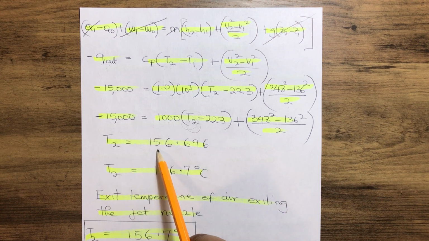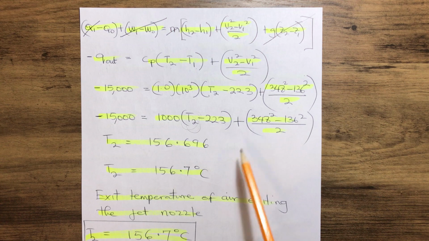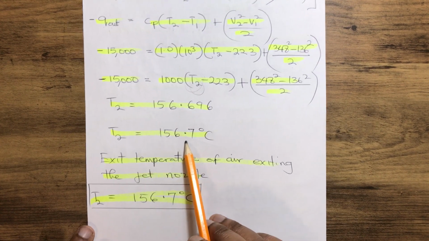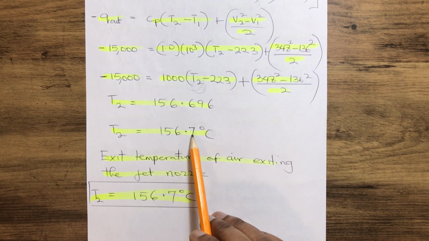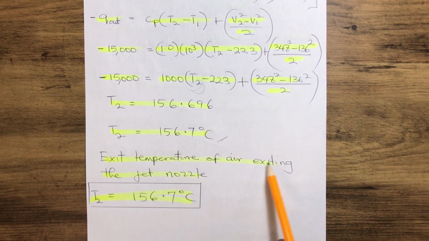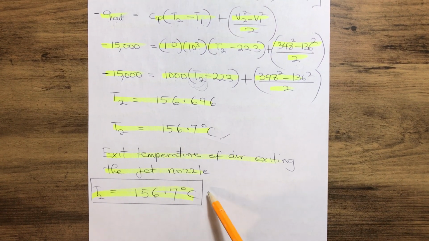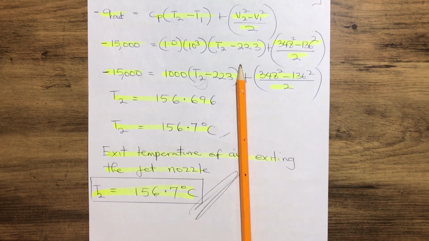Our T2 becomes 156.69 calculated. Now our T2 equals 156.7 Celsius. So therefore, the exit temperature of the air exiting the jet nozzle equals 156.7 Celsius calculated. Thank you very much.